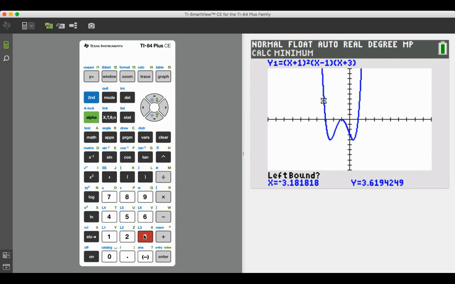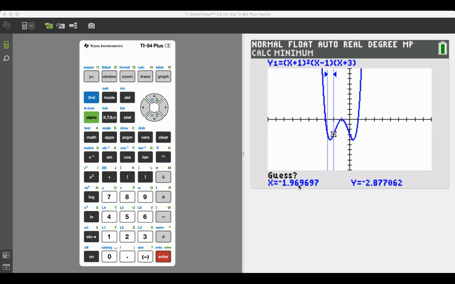So minimum, your minimum point is your lowest point on your graph. The first minimum is right at the dip at the bottom. So you want to be to the left of that point, left of that minimum, the dip. You want to hit enter once you're satisfied with that little flashing cursor. And now you move a little to the right of that dip, and it'll draw 2 bars like that. And then it's going to calculate where that minimum is. So you hit enter one more time. So you enter 3 times.